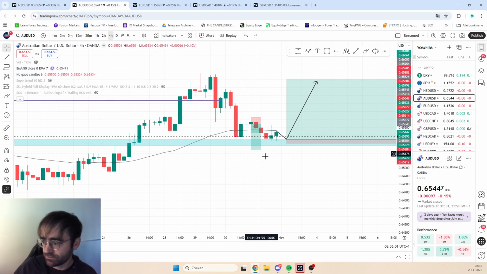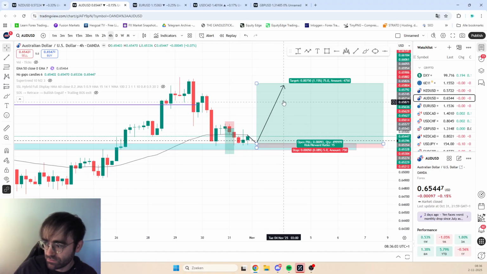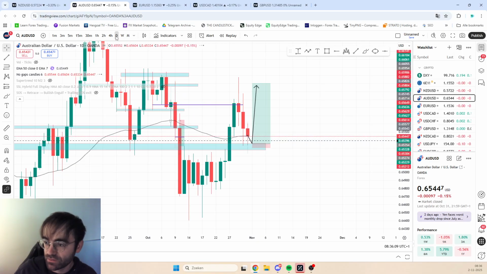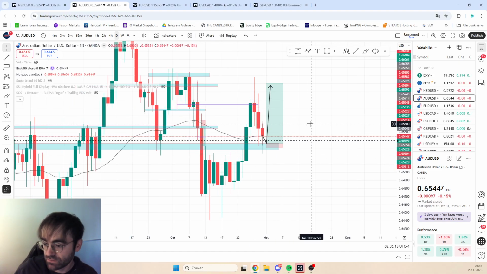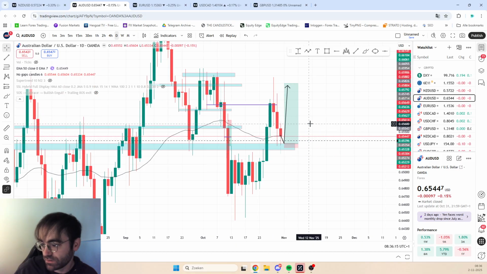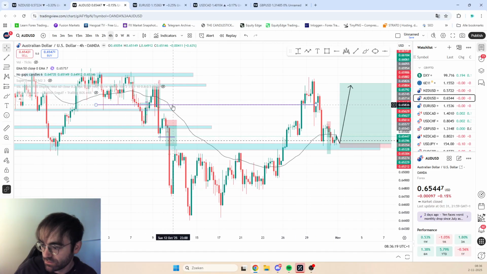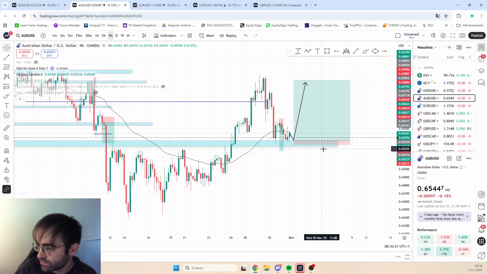AUD/USD, fairly similar, but this one has crazy RR, like 15 RR potentially. But it's a little bit more high risk, I guess. It's on a pretty decent area. It's not the best, but it's on a decent area. It could be a little bit lower as well.